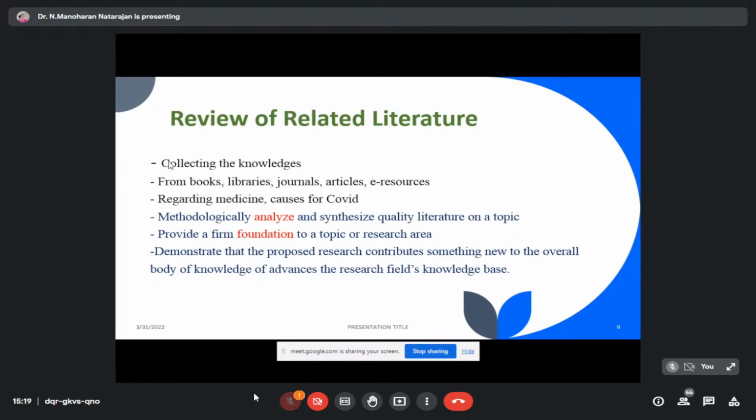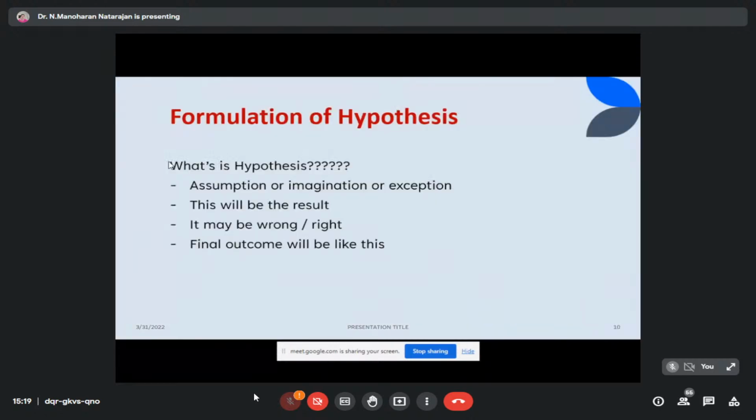Second stage or second phase of your research. Then formulation of hypothesis. What is meant by hypothesis? It is nothing but an assumption or imagination of finding a result for our work.